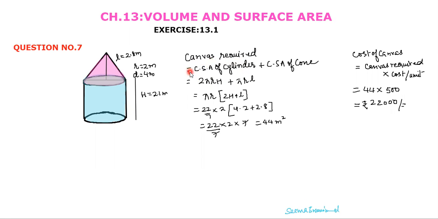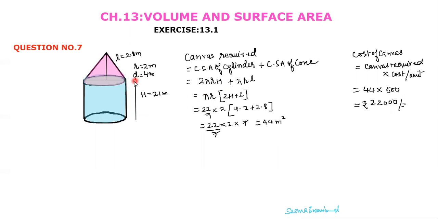So canvas required is equal to curved surface area of the cylinder plus curved surface area of the cone. You should know all the formulas. You should be perfect in remembering the formulas. Children, this is the first and foremost requirement of this chapter. The curved surface area of the cylinder is 2 pi r h, whereas the curved surface area of the cone is pi r l.